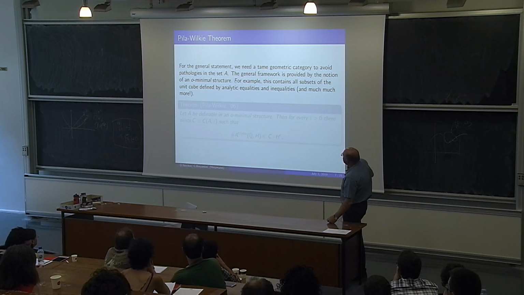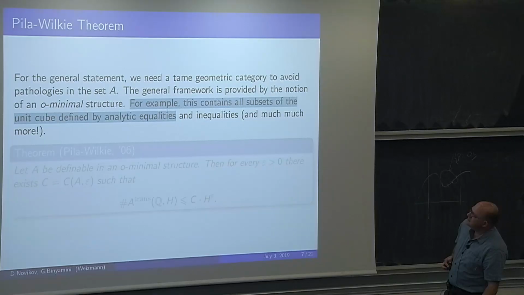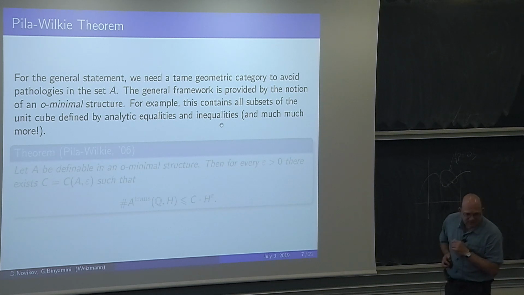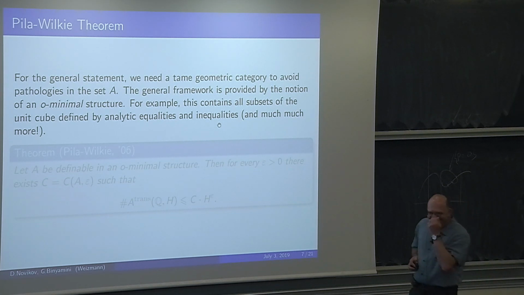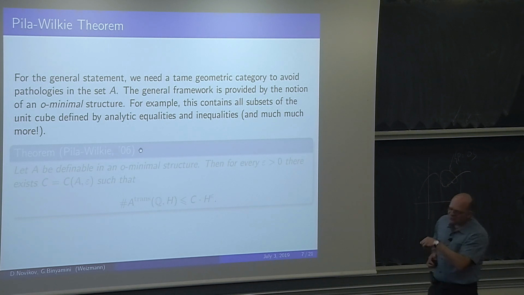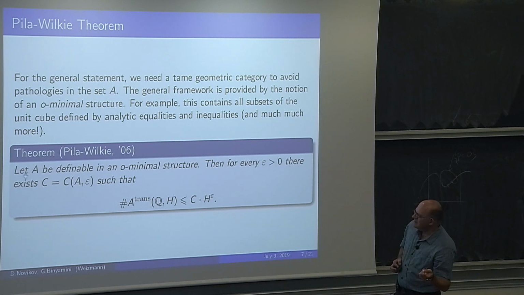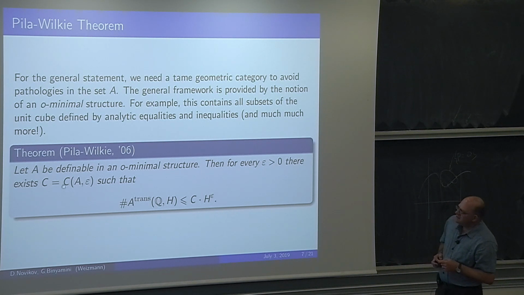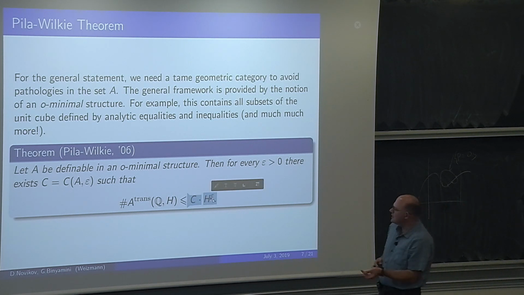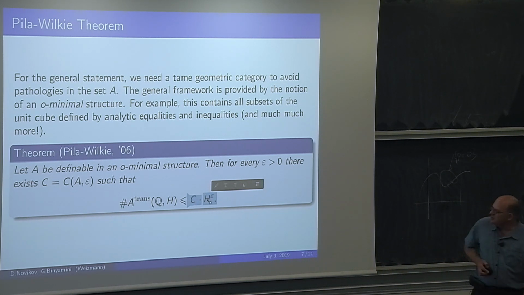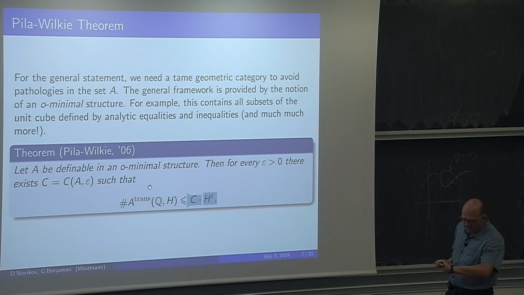A typical example of an o-minimal set is a subset of the unit cube. The whole theory is real. The unit cube is defined by analytic equalities and inequalities. I said algebraic, I meant analytic. So we take an o-minimal set A, and then for every epsilon there exists some constant c such that the number of rational points of height h in the transcendental part of your set is at most c times h to the epsilon. So it is a generalization. You assume the natural assumptions, and you get the result.